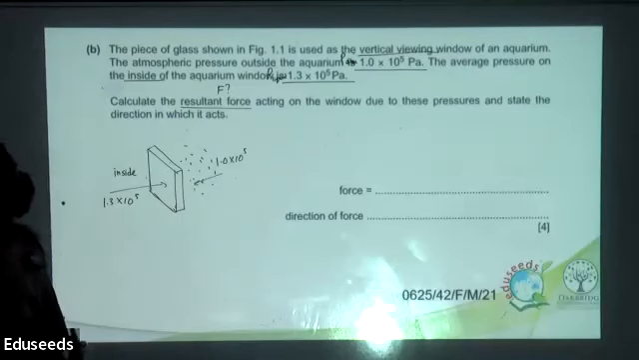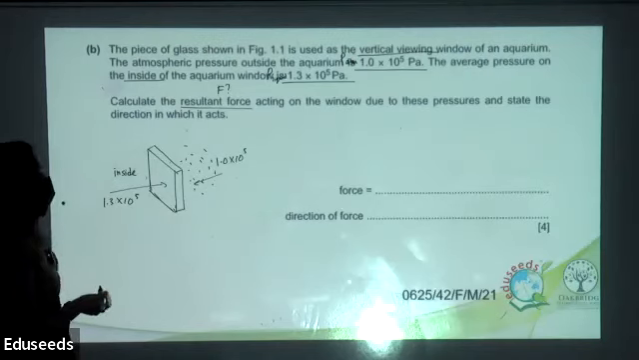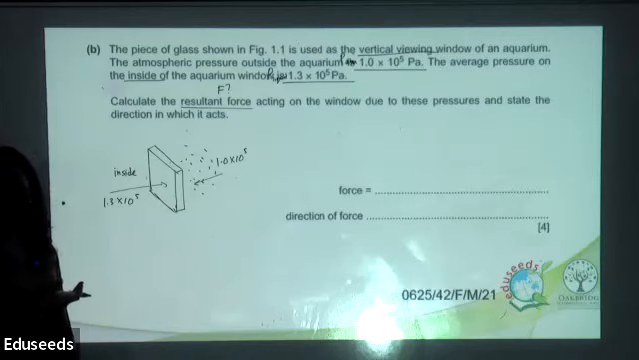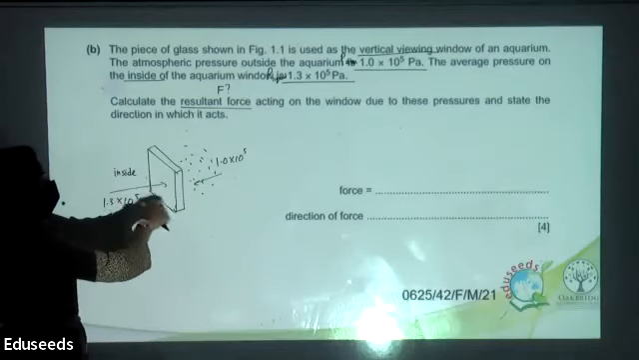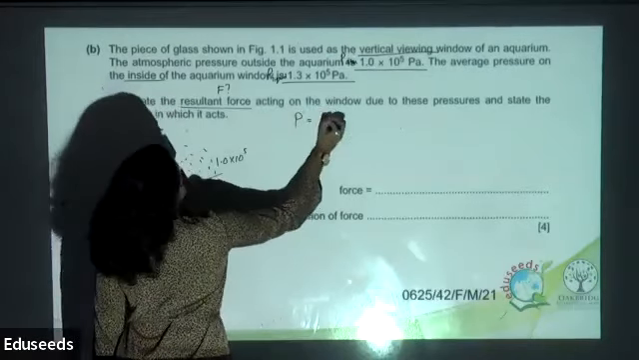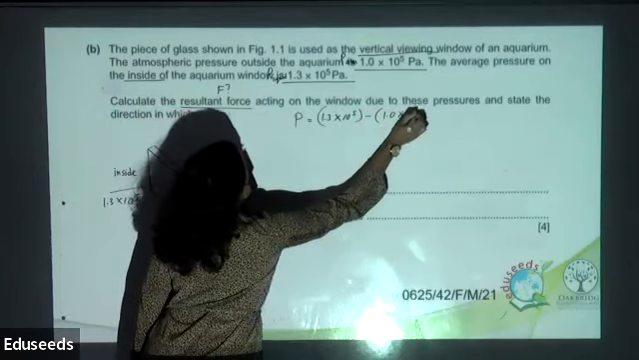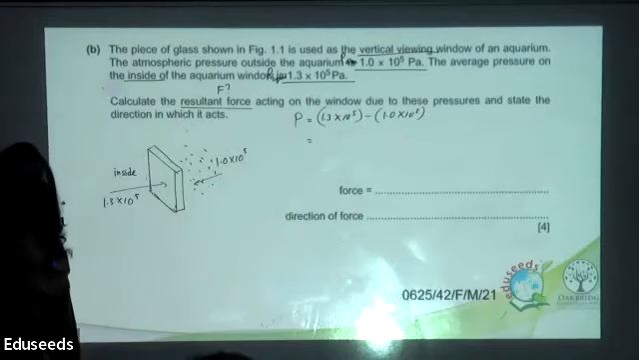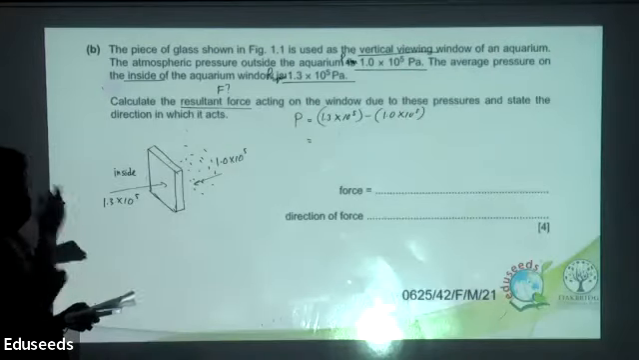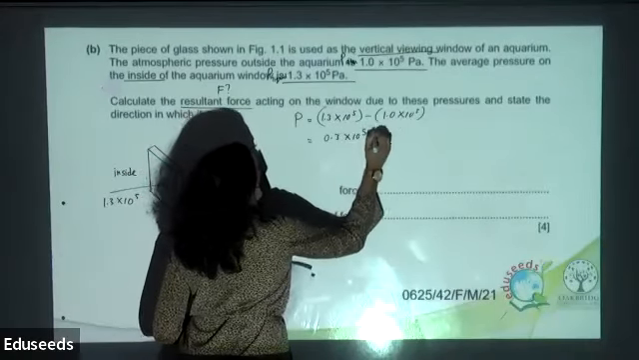To find the resultant force, you have to know the resultant pressure. How to find the resultant pressure? You minus. Why minus, why not plus? Because they act in opposite directions. One is acting from the left and another from the right. So you find the pressure: 1.3 times 10 to the power of 5 minus 1.0 times 10 to the power of 5. How much do you get? 0.3 times 10 to the power of 5 Pascal.